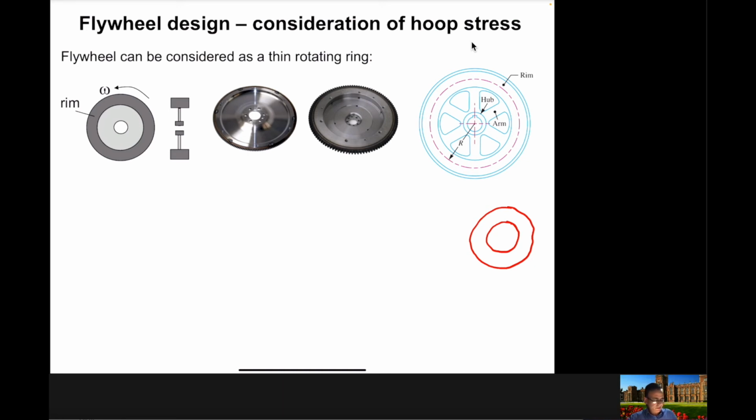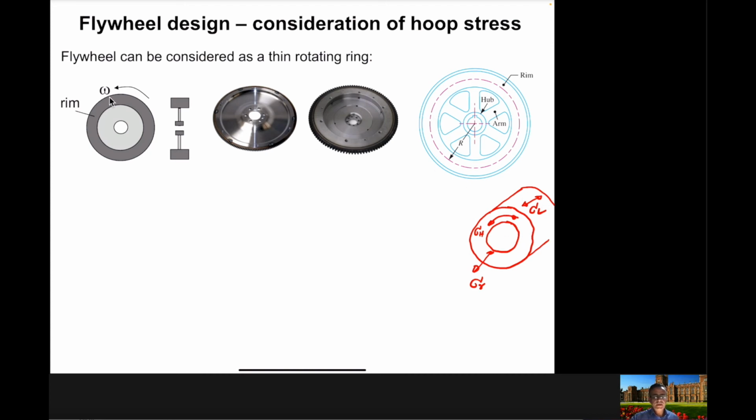So one stress is in this direction here, which is what we call the sigma h, or the hoop stress, or circumferential stress, or tangential stress. One stress is in this direction here, which is what we call the radial stress, and one stress is in this direction here, which is what we call the longitudinal stress. So the same idea we can apply to the flywheel.